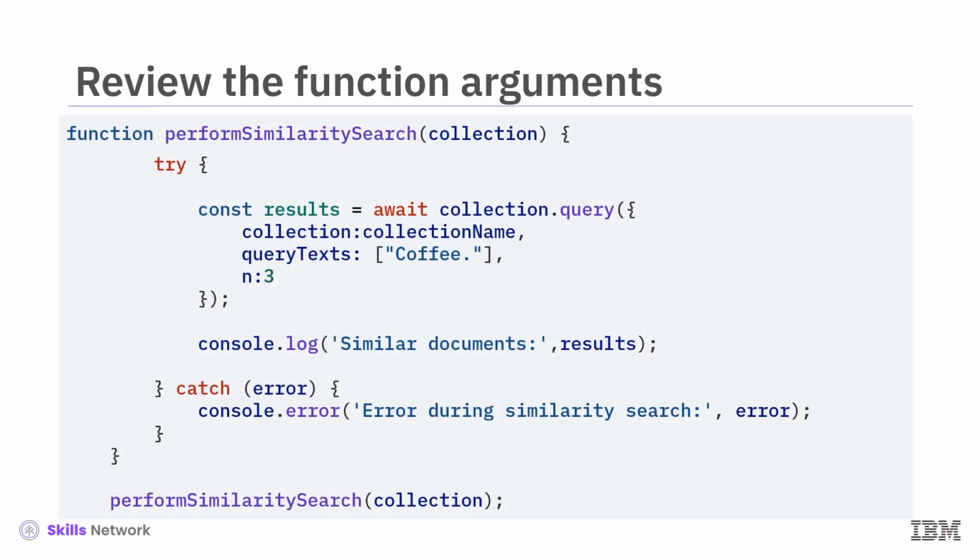Next, explore the essential similarity search processes you'll use when running similarity searches using Chroma DB. First, review the function arguments. In this example, you'll see the collection listed. This argument expects a Chroma collection object containing your document data and embeddings.